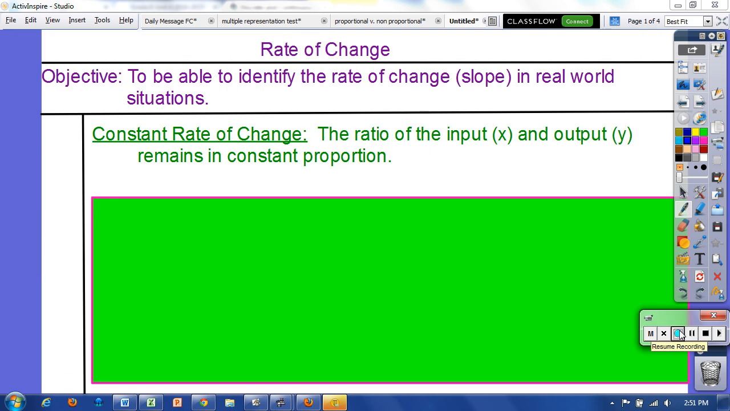Alright, so today's video is going to be about rate of change. Our objective is to be able to identify the rate of change or the slope in real world situations. Alright, so first let's talk about what constant rate of change means.